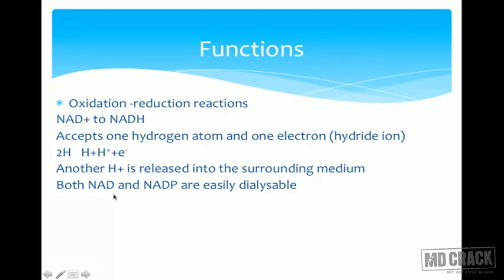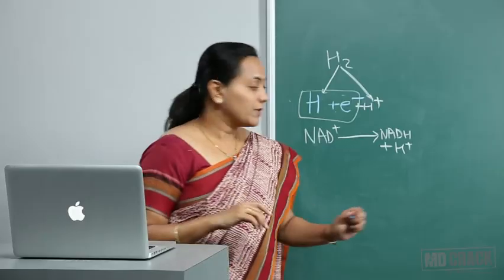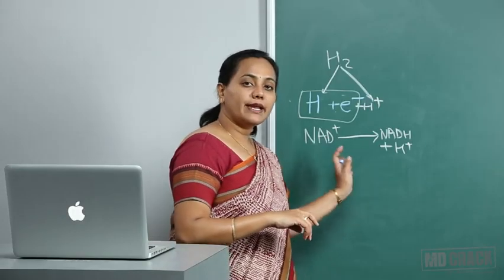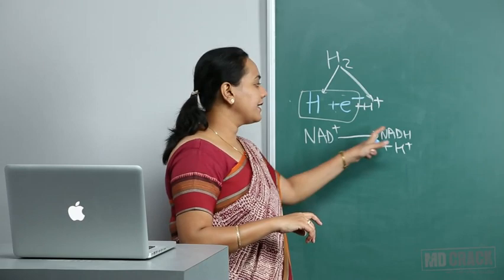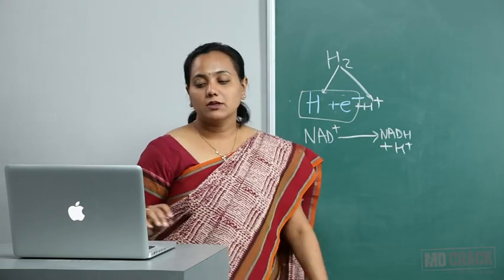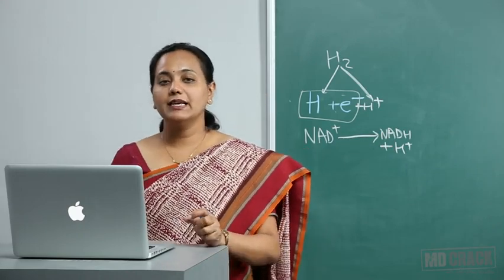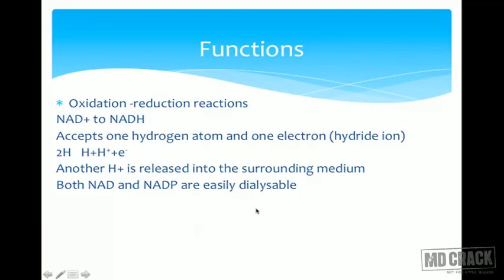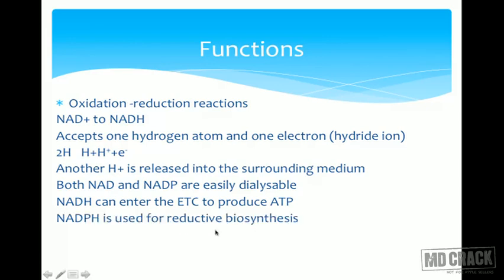Now both NAD and NADP are easily dialysable. Remember, the same thing is true for even NADP: NADP plus, NADPH plus H plus. So it's the same thing both for NAD or NADP. Both are easily dialysable. NADH can enter the electron transport chain to produce ATP. We know that already, it may be 2.5 ATPs or 3 ATPs. NADPH is used for reductive biosynthesis.